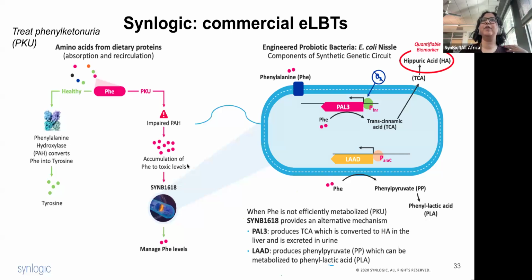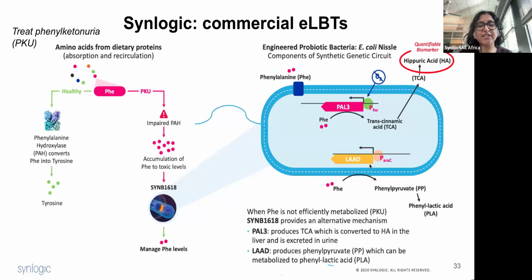And so what Synlogic did is they built an engineered probiotic bacteria with different components of synthetic genetic circuits, and actually made and expressed this enzyme PAL and this other enzyme LAD to basically break down the phenylalanine into things that your body can actually use. I don't have to go too much into the details, but they've done a lot of optimization of these circuits to respond and produce different enzymes for PKU patients to survive.